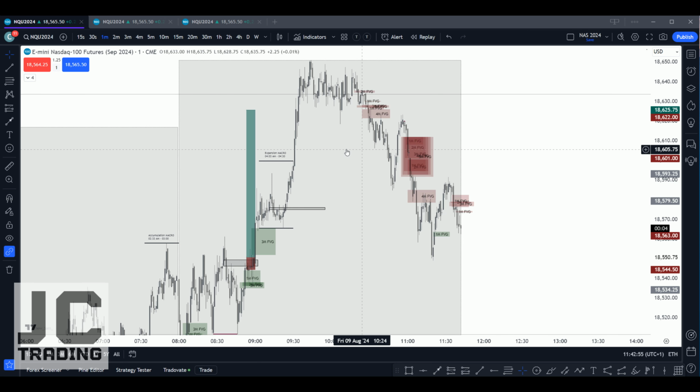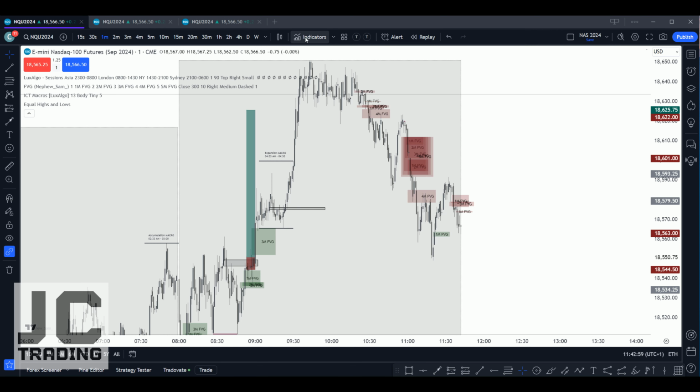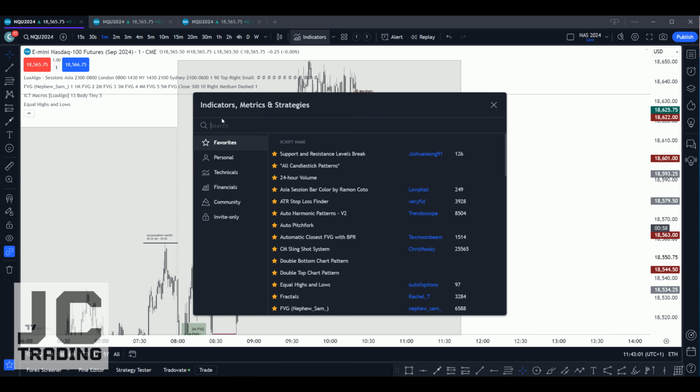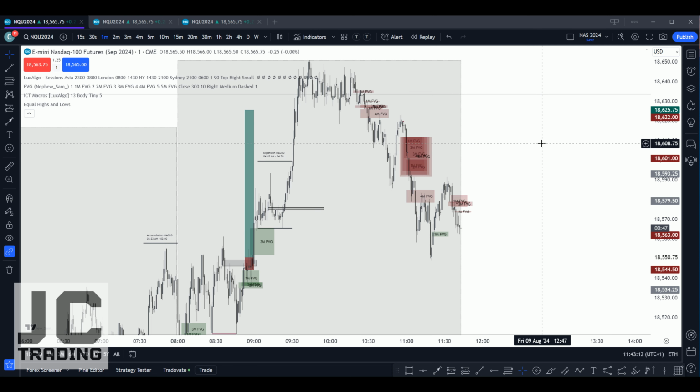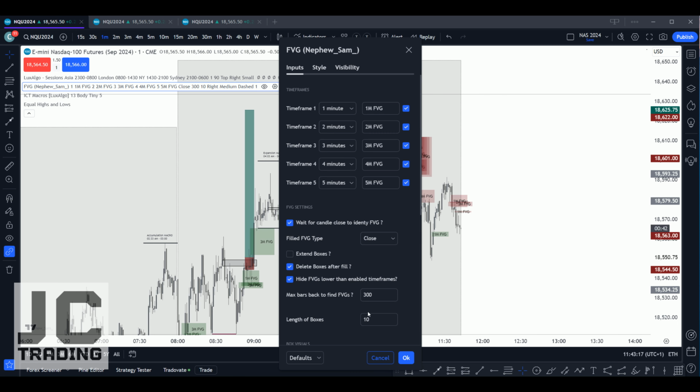Well, the first thing you'll need is an indicator. As we did in the last video, click on indicators and in the search bar type FVG. FVG Nephew Sam is the one you want. It's currently at 6588. Click on that, that will add it to your chart. Once it's added to your chart, go in and change the settings to these. So time frame 1 is 1 minute, time frame 2 is 2 minutes, and so on. You can take these however you like. This is what it's going to print on your screen.